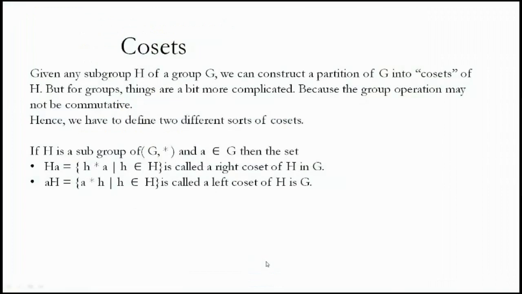If H is a subgroup of (G, *) and a belongs to G, then the set Ha = {h * a, where h belongs to H} is called the right coset of H, because we are going to add a at the right hand side, or perform the operation from the right hand side. And aH = {a * h, h belongs to H} is called the left coset of H. Clear?